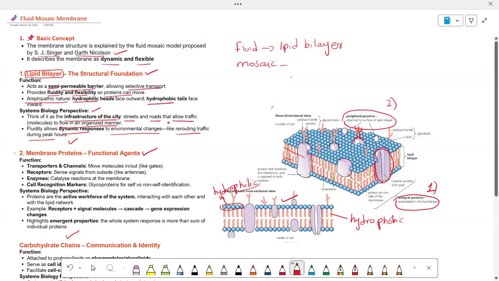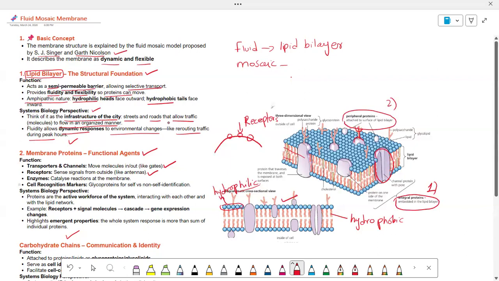Okay, now let's discuss their functions. The main function is as transporters and channels, meaning they help in the movement of molecules in and out, like gates. I will explain in detail later. The next one is receptors. They receive signals from outside. This is the cell surface membrane, and these are the proteins, and they act as receptors. They get signals from other molecules.